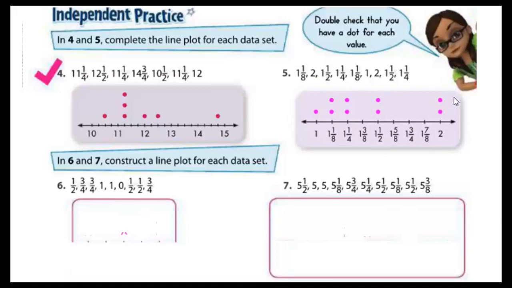Okay, we finished the first section in independent practice. Now the second one. In 6 and 7, construct a line plot. It means to draw a line plot for each data set.